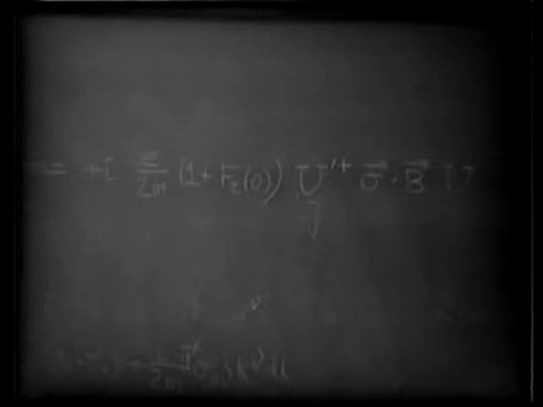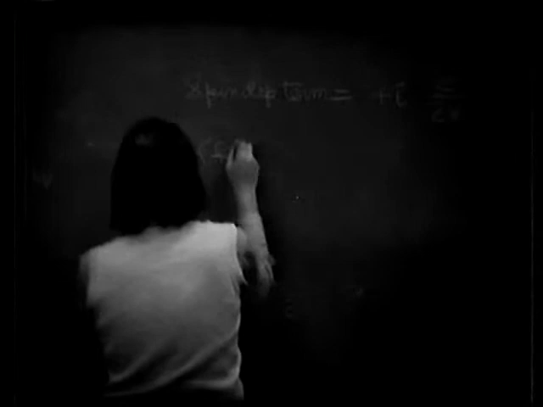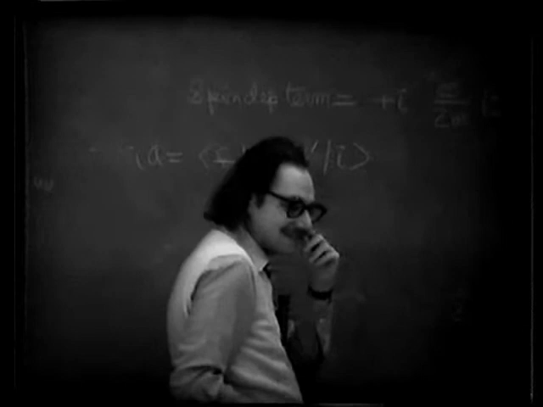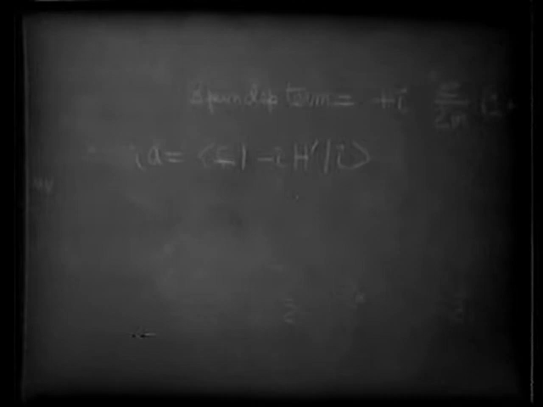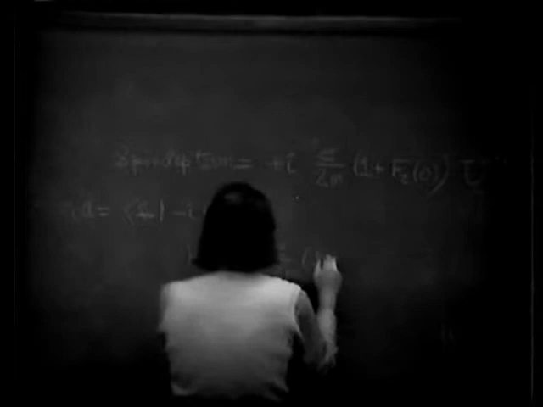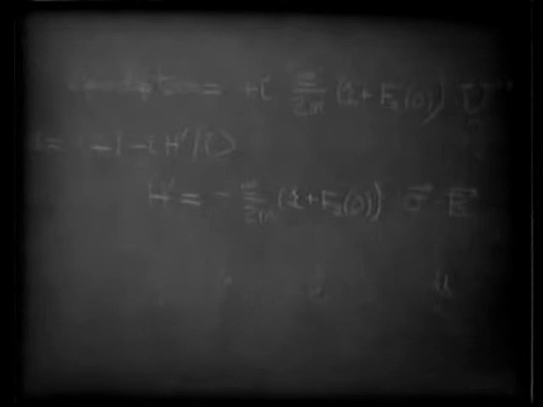Now, you may remember that in non-relativistic quantum mechanics, the analog of what we called iA is the matrix element between the final state and the initial state of minus i H prime. That's just our good old Dyson formula. Therefore, the effective non-relativistic coupling, taking out the minus sign and the i, it comes out real, that's why I put the i in to begin with, is minus e over 2m, 1 plus F2 of 0, sigma dot B. Is everybody happy?